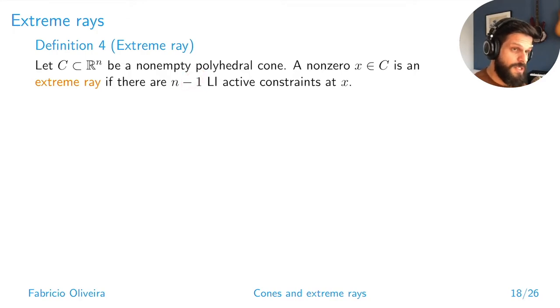You don't talk about vertices. Vertices will need three hyperplanes intersecting. But for cones, because you want a ray, you need two. So it's a line instead of a dot.